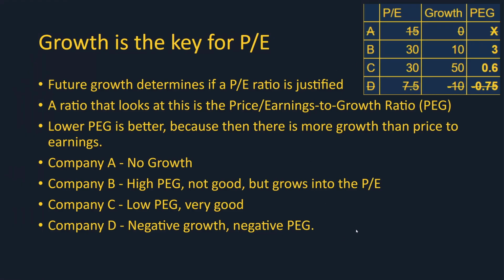A lower PEG means that the company is doing well and it might be undervalued at the moment. If the PEG is high, then it might be overvalued, so you might not want to pay as much for it.